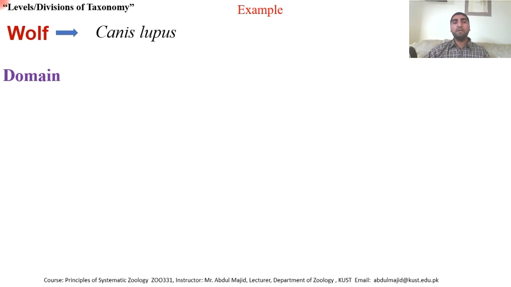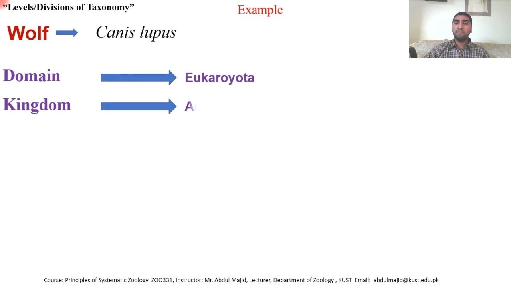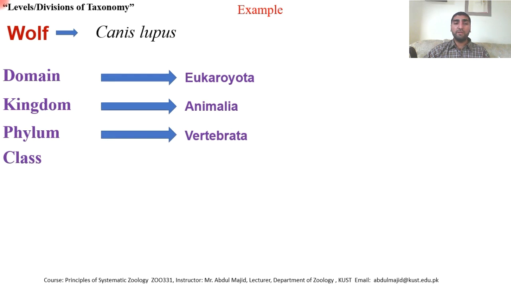So Canis lupus, or wolf, belongs to domain Eukaryota. It belongs to kingdom Animalia, and this is the work of a taxonomist. The taxonomist will place these identified species into higher categories. So a taxonomist places a wolf into domain Eukaryota, into kingdom Animalia on the basis of characteristics, and then he places it into the phylum Vertebrata because it's a vertebrate.